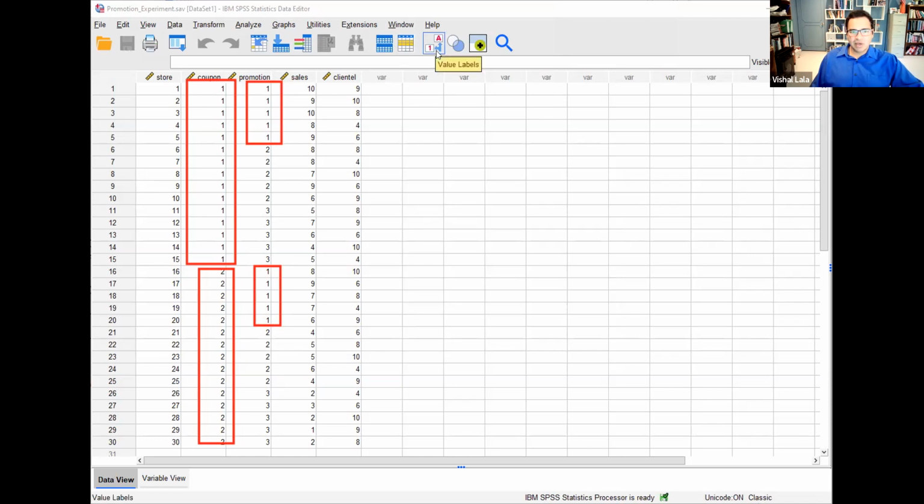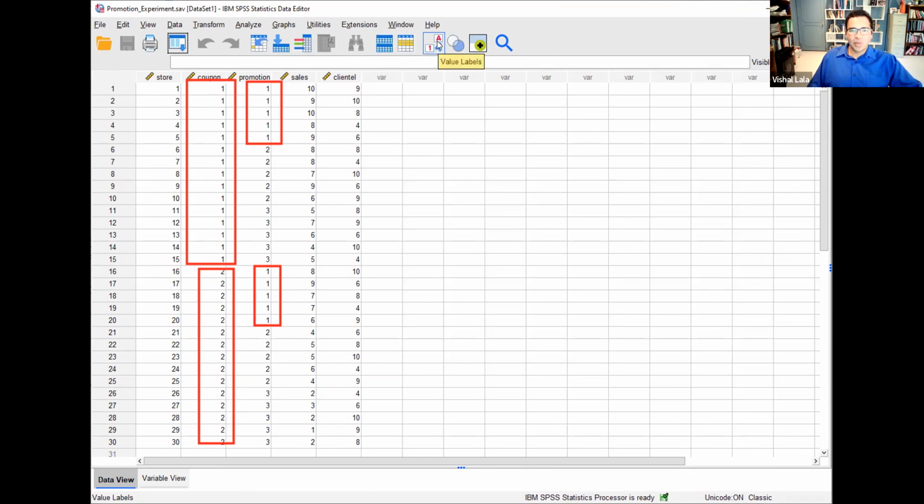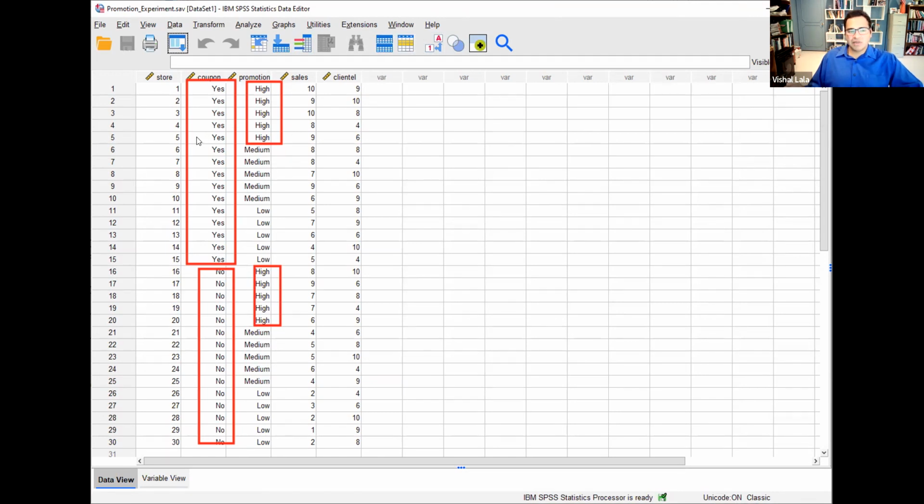Just to see what the labels are, I'll click on value labels. My bad, I misspoke a little while ago. 1 corresponds to coupon, 2 no coupon, 1 to high promotion, 2 to medium promotion, 3 to low promotion. So the first 15 stores are in the coupon condition. The next 15 did not have a coupon offer in place. And then again, 10 of our stores were in a high promotion condition, 10 in medium promotion, and 10 in low promotion. We have sales data scaled to a 1 to 10 scale for all the 30 stores. We also have customer loyalty data.